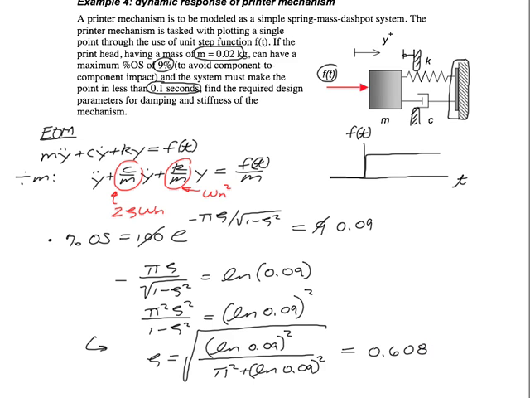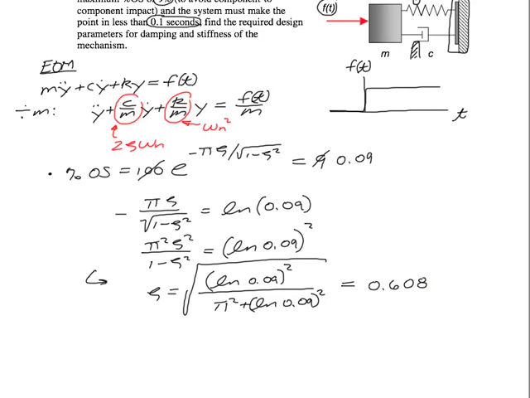0.608. The other criteria has to do with the settling time, T sub s. We saw that for the 2% settling time, we need Ts to be equal to 4 times the time constant. The time constant for the underdamped second order system here is 1 over zeta omega n.